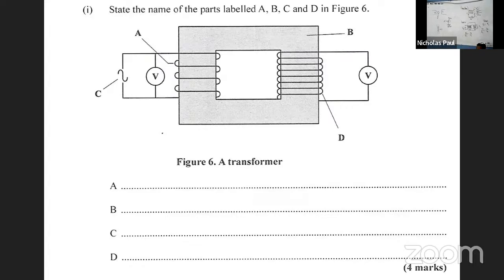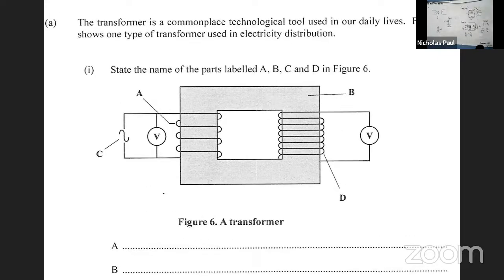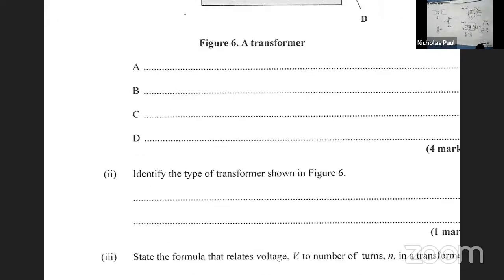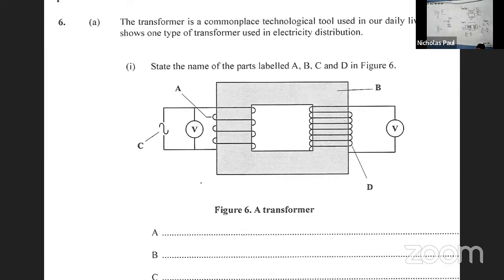A is what? A is the primary coils. B is what? I forgot to tell you, there's a soft iron core, right? B is the soft iron core. C is the what? Alternating primary supply. C is the alternating primary supply. And D is the what? Secondary coils. Everybody okay with that?